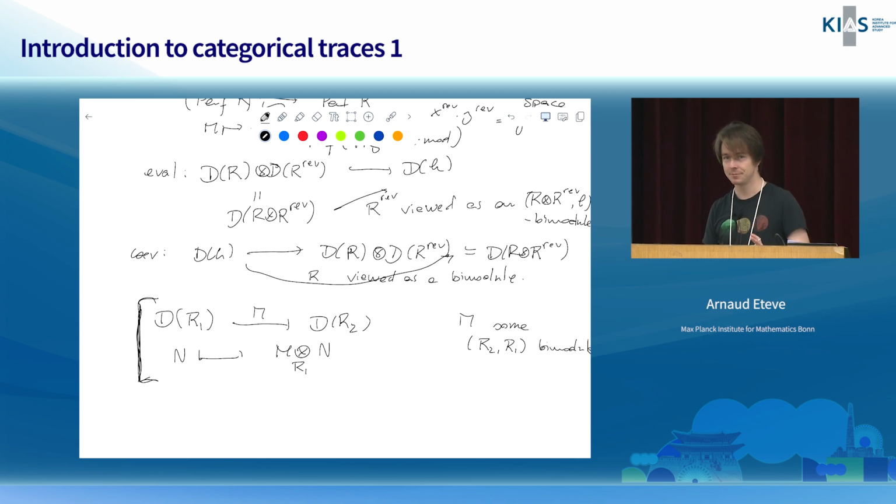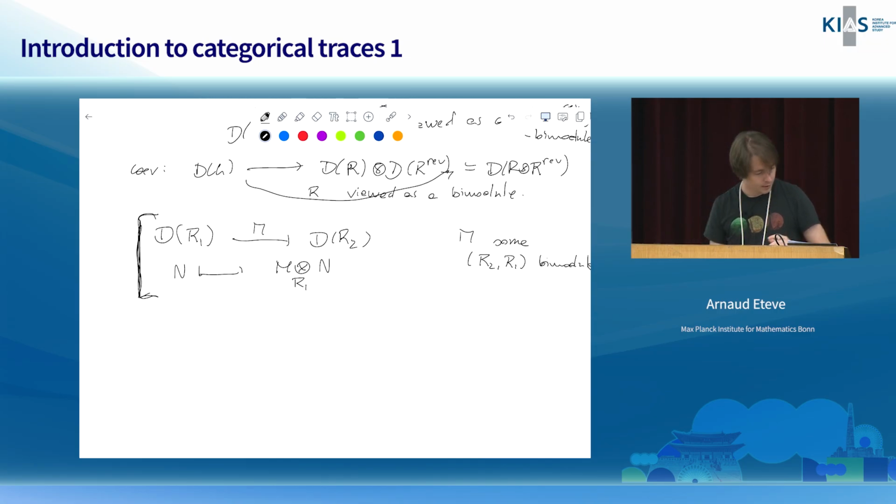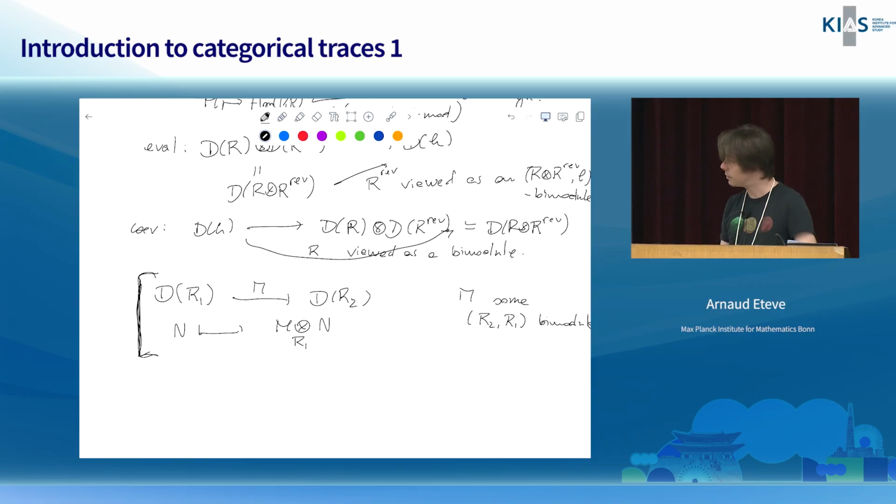Any other questions? Okay. So let's now compute. Now that I've given you the evaluation and co-evaluation, let's compute the trace of the identity on D of R.